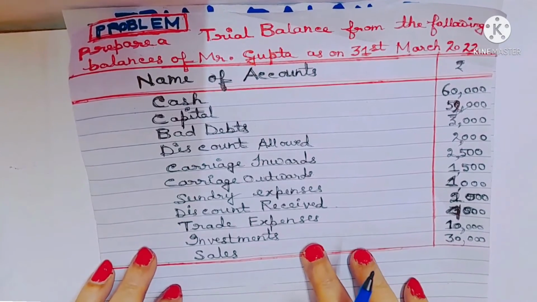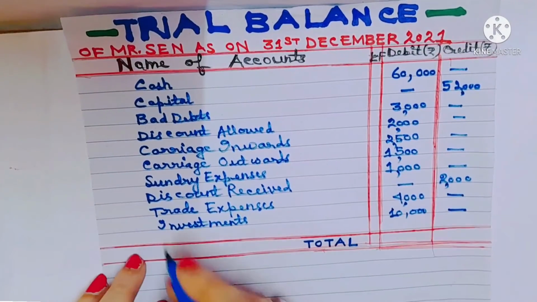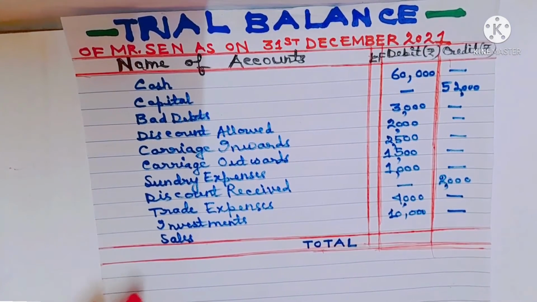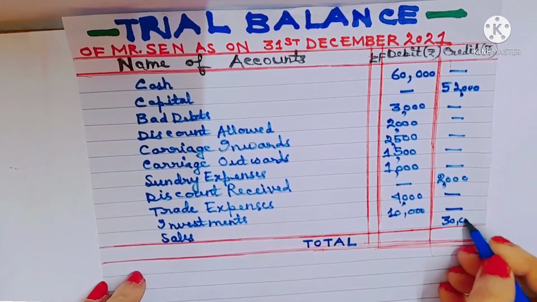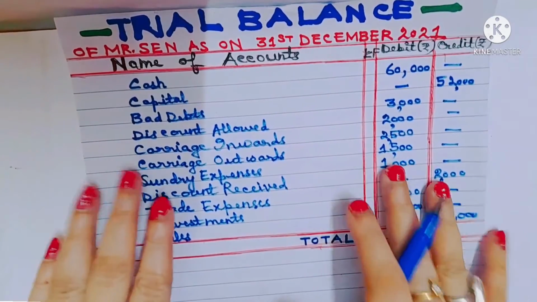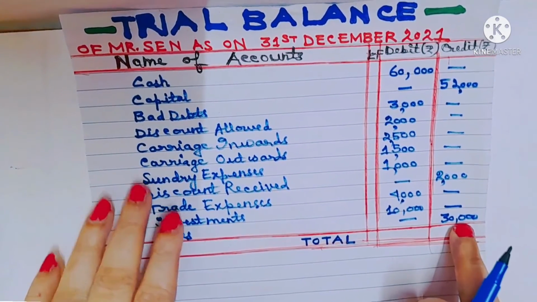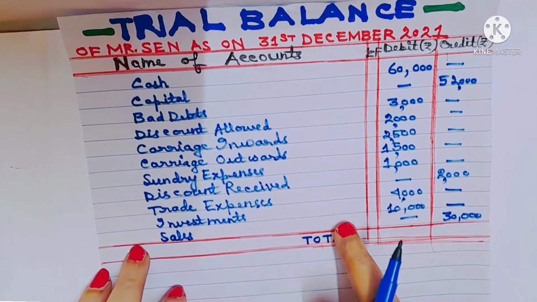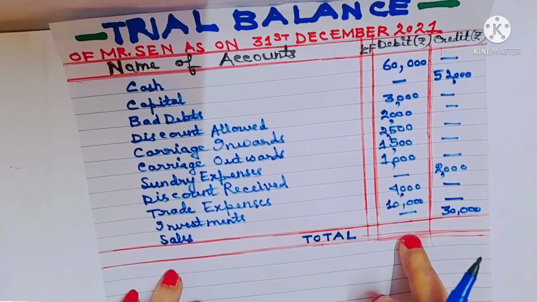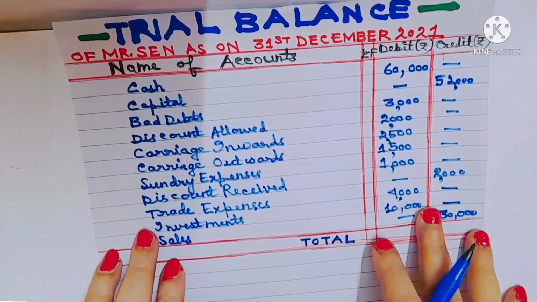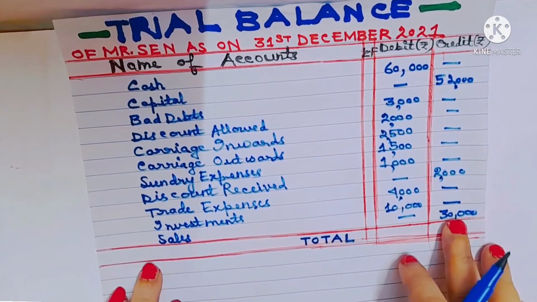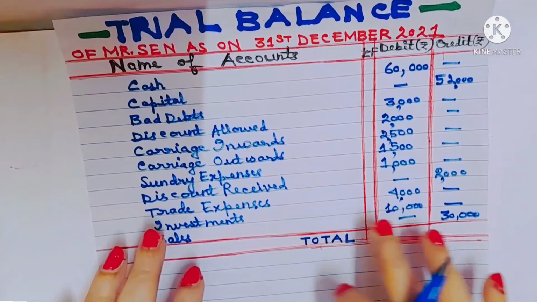Sales account. Let's write 30,000. Sales. 30,000. Sales is a credit balance. Why? Because sales falls under real account as well as nominal account. According to real account, what goes out is credit. When goods are sold, goods go out from the business. So sales account will be credited. According to nominal account, when goods are sold, money comes in. So sales is an income for the business. Understood? So sales will be credited.